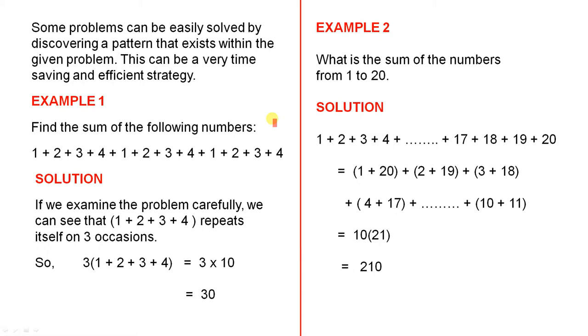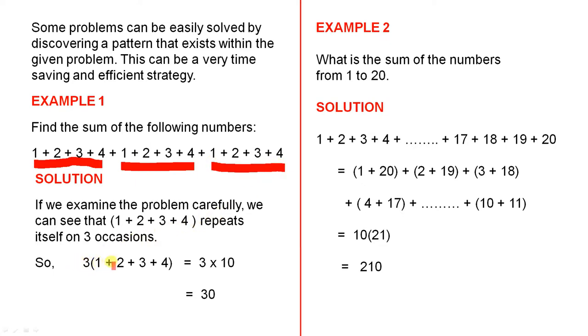Example 1. Find the sum of the following numbers: 1 plus 2 plus 3 plus 4 plus 1 plus 2 plus 3 plus 4 plus 1 plus 2 plus 3 plus 4. If we examine the problem carefully, we can see that 1 plus 2 plus 3 plus 4 repeats itself on 3 occasions. So that's where the pattern is. See here, there, and there, and there.